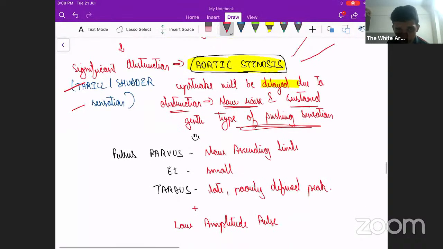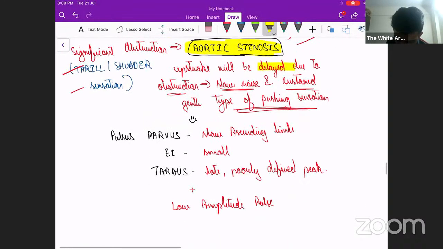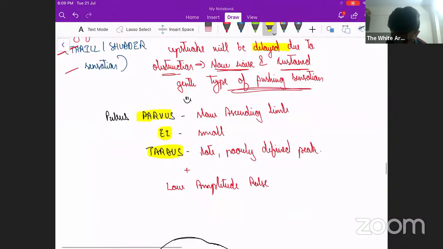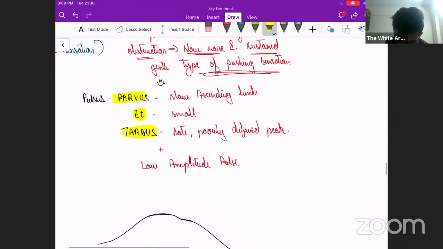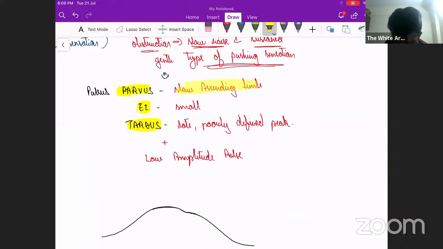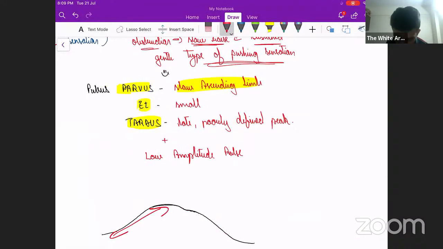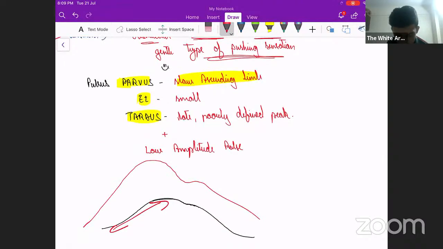And what is the contour you will get in that case? You will get what is called pulsus parvus et tardus. Parvus means slow ascending limb. Because of the obstruction, there will be a slow ascending limb. The normal waveform is something like this, but over here it is smaller. So pulsus parvus et tardus.